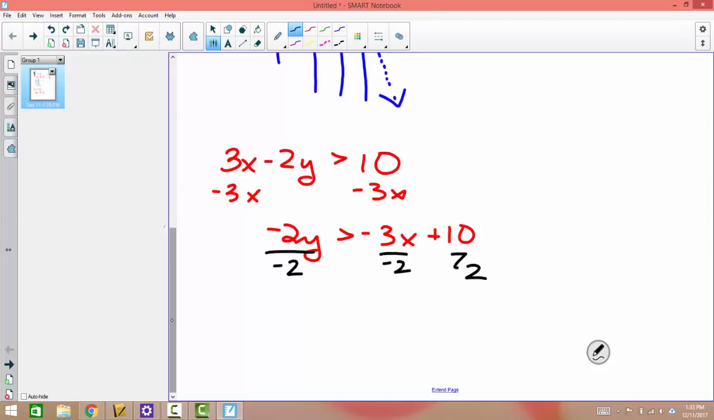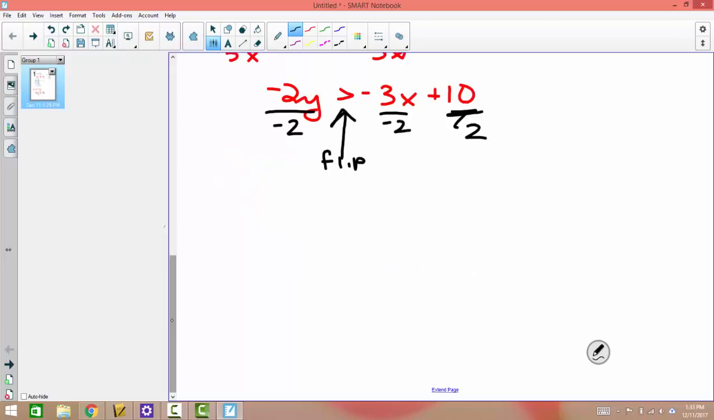Now, whenever you multiply or divide by a negative, you need to flip the inequality sign. Because again, in negative world, the opposite happens. Negative 3 is less than negative 2. So anytime you multiply or divide everything by a negative, the inequality flips. Every time you do that. So this would be 3/2 x, and then 10 over negative 2 is minus 5. The 3/2 is positive because it's a negative 3 and a negative 2. Two negatives makes a positive.